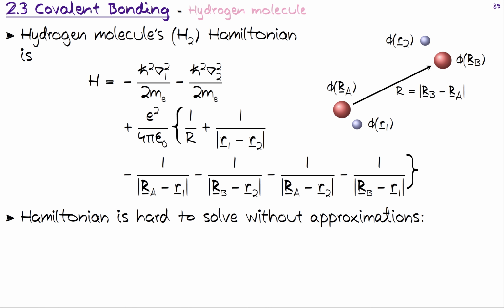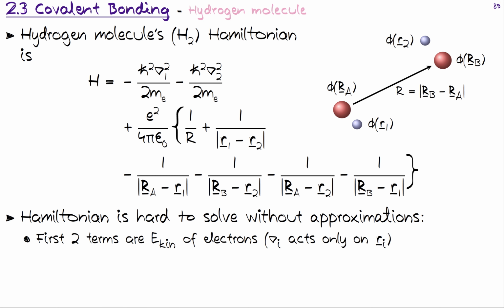Of course, with computers we could solve that, but let's just do some physics along the way so that we can simplify things and neglect terms that don't really play much of a role here. As I said, the first 2 terms are the kinetic energies of the electrons, and the notation nabla_i means that this operator only acts on the position vector R_i, so only on a given electron.